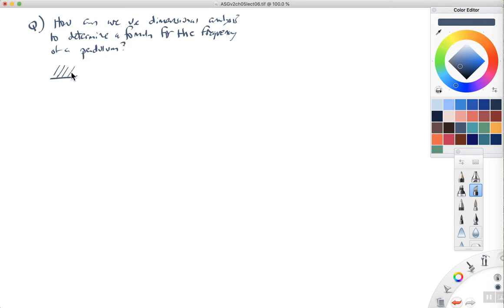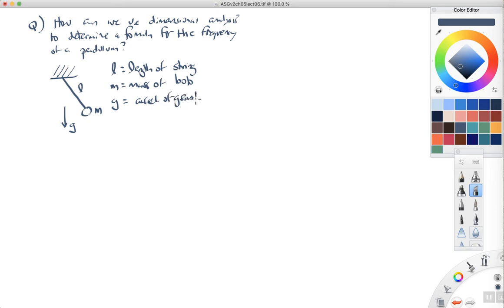So here's the ceiling, and we've got a string hanging down, and we've got a mass, and so here's the mass. The string has some length like this, and of course gravity, the gravitational force, is pulling it downward in that direction, and that's why when you release it, it swings back and forth. So let me write out here, L is the length of the string, M is the mass of the pendulum bob, and g here is the acceleration of gravity.